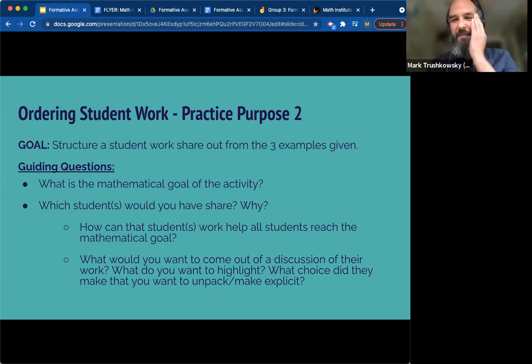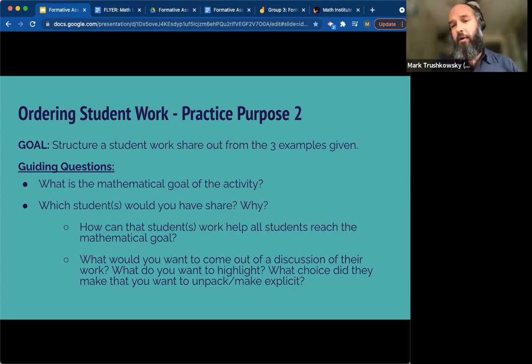Sorry, I was muted. One of the things that I think is really useful and helpful for me is to look at student work, especially with other teachers. But one thing that makes it kind of complicated is that the goal of the activity really matters. So we're going to give you a mathematical goal of the activity. If our goal in having our students work on those two problems was really to focus on how to use a double number line as a tool to support proportional reasoning, if that's the goal, which of those students would you have share?